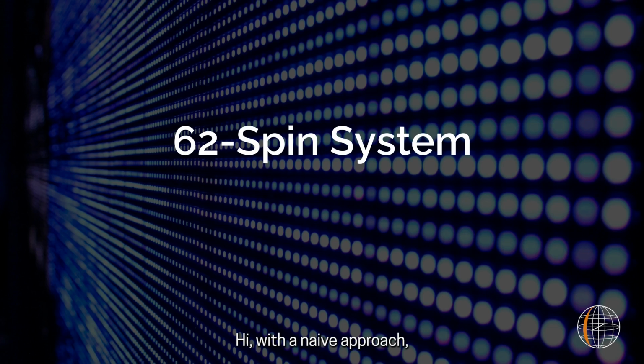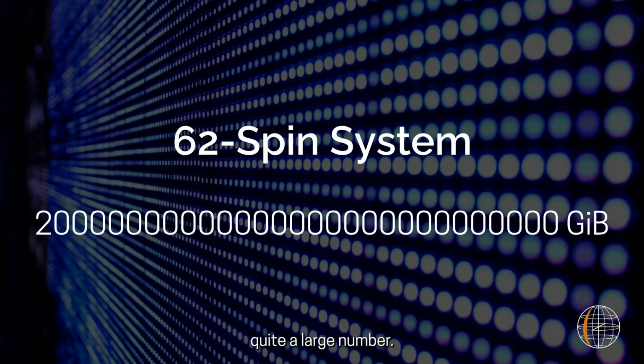Hi! With a naive approach, simulating a 62-spin quantum system would require 2 × 10^28 gigabytes of RAM, which is quite a large number. And this is just the storage needed to save the system state. In certain situations, however, we can use a clever trick to reduce the amount of RAM needed.